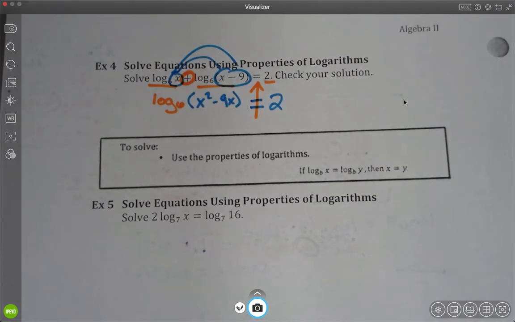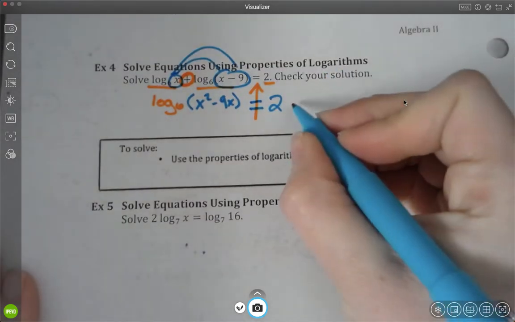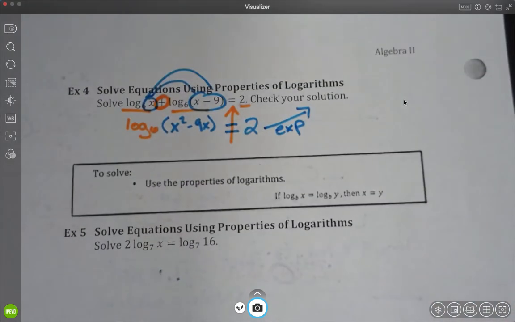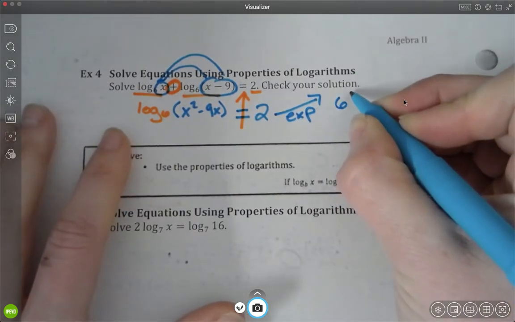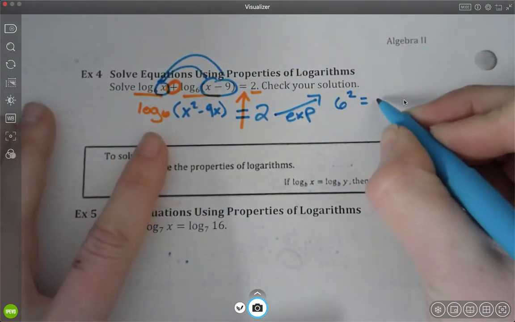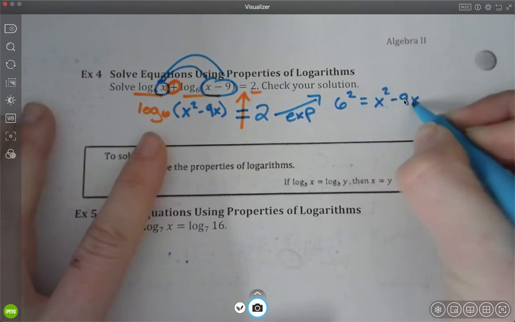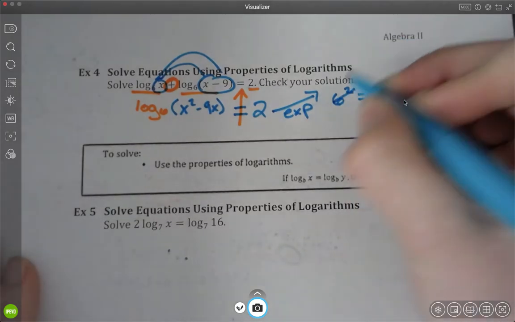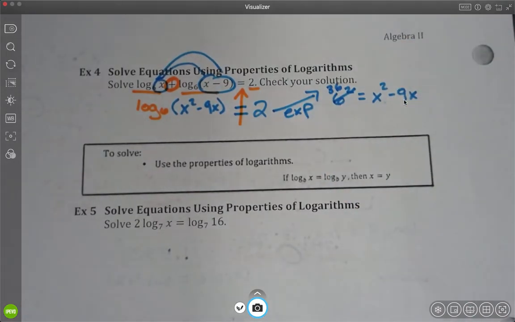Now, let's take this and let's make this an exponential function. How do you do that? So what's the base going to be? 6. 6 to the 2 equals x squared minus 9x. 6 to the second power equals x squared minus 9x. What is 6 to the second power? 36. All right, now, we want to solve for x.